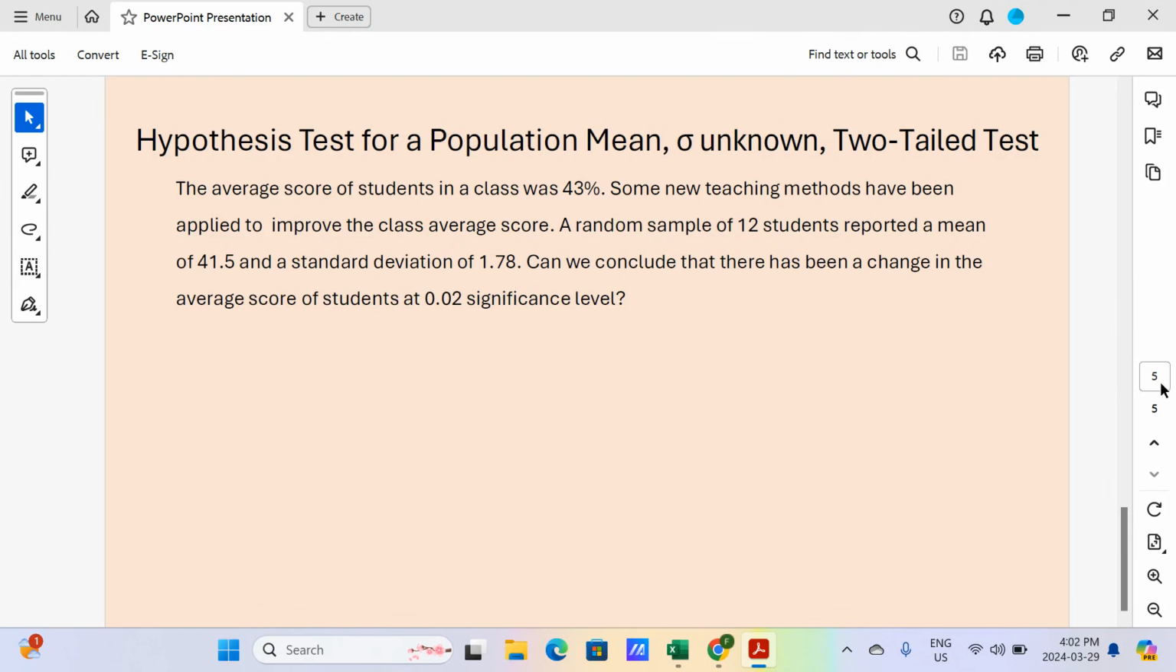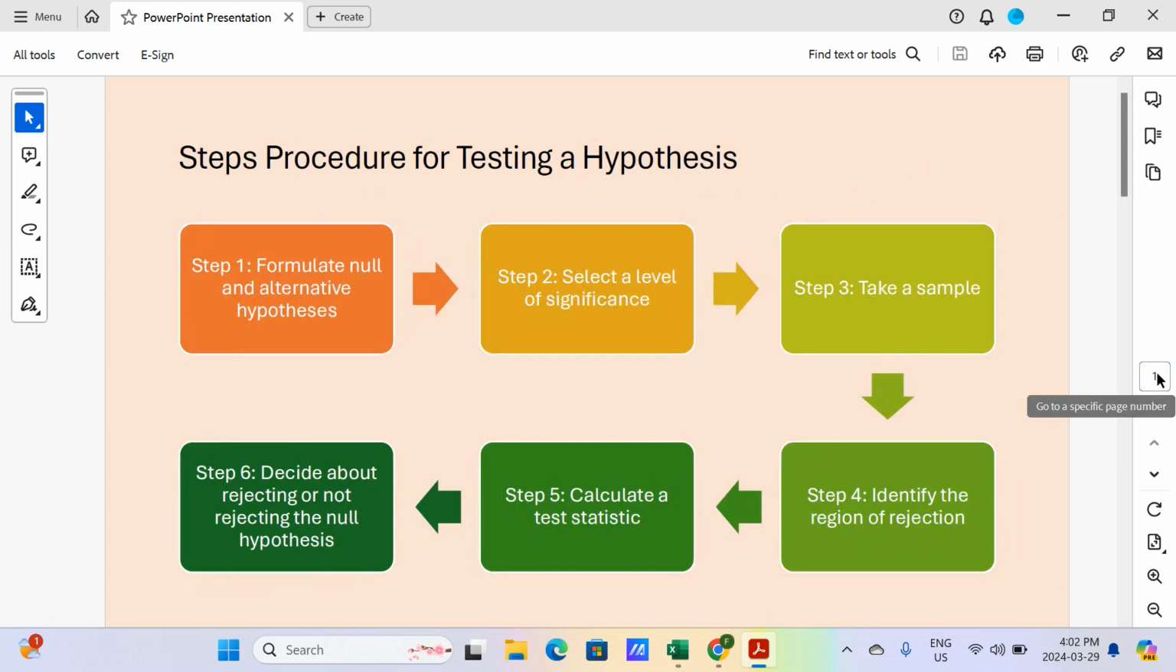Before solving this question, let me remind you about the steps we have in hypothesis testing. In step one, we always need to formulate the null and alternative hypotheses. Then we need to select a level of significance. Also, we need to take a sample in step 3. In step 4, we need to identify the rejection region clearly. In step 5, I need to calculate a test statistic.